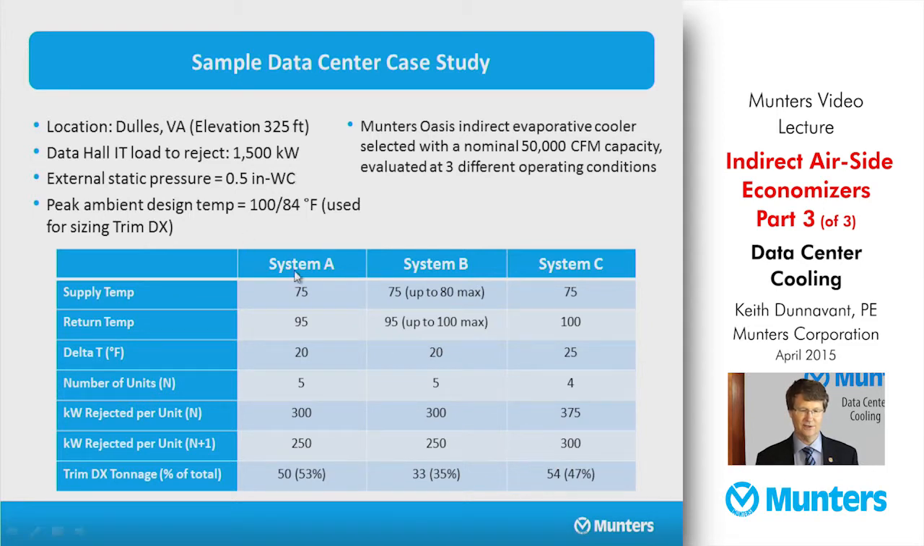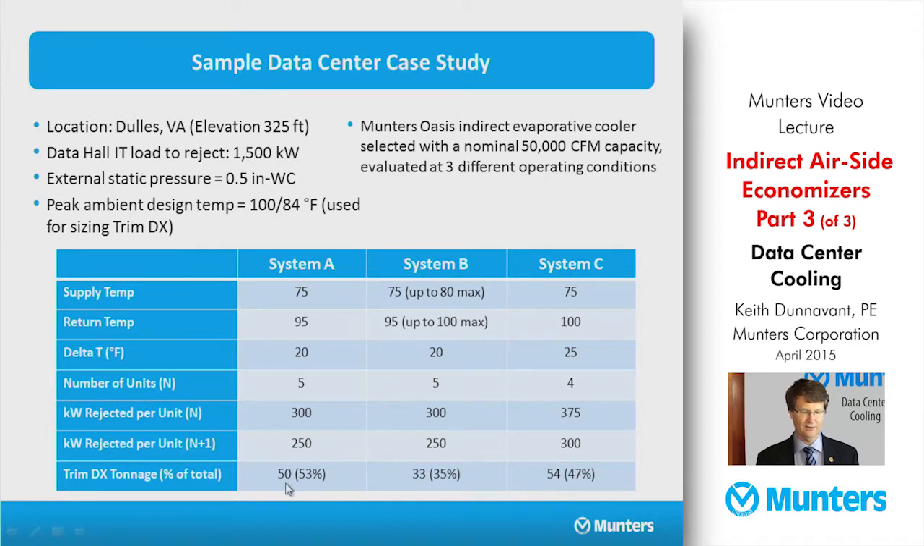So we have System A, which we've selected a supply temperature for the job of 75 degrees Fahrenheit and a return of 95 degrees Fahrenheit, which is a 20-degree delta T. That's going to require 5 units to carry the load. So N equals 5, and each unit is rejecting 300 kilowatts of IT load. Operating in N+1 mode, normal mode we'll call it, they're rejecting 250 kilowatts each.